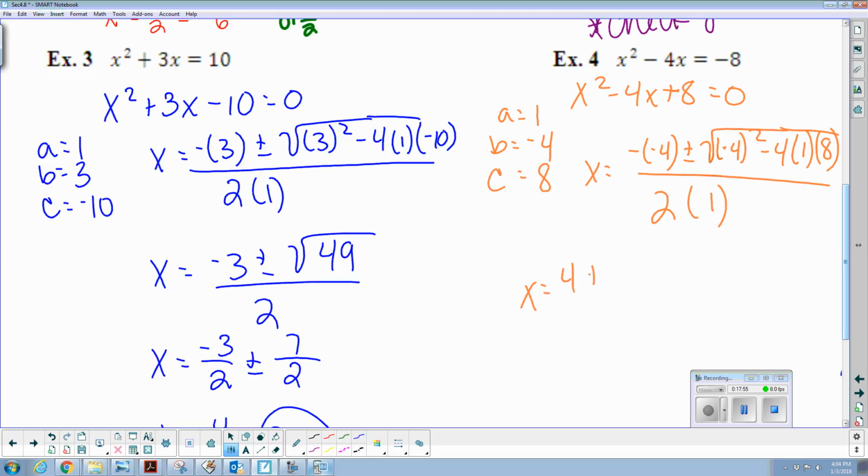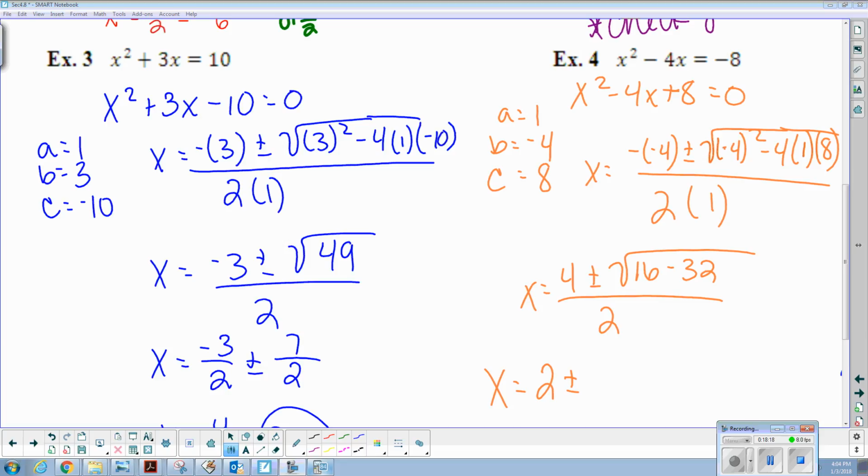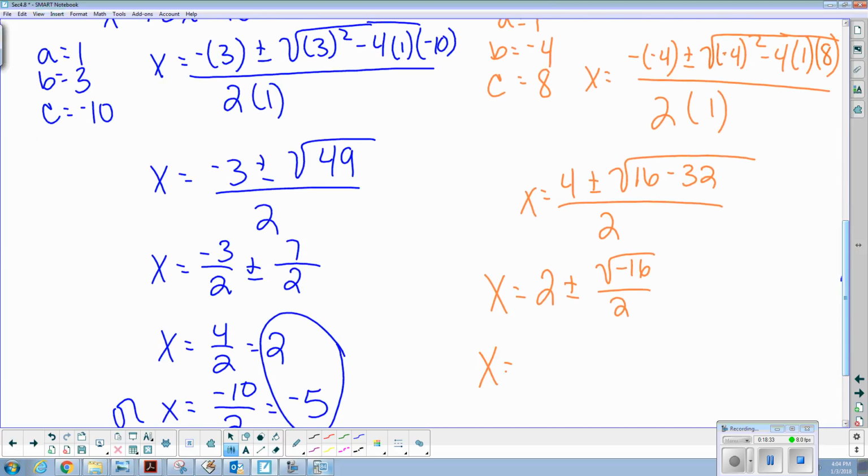So x equals 4 plus or minus the square root of 16 minus 32 all over 2. So x equals 4 over 2, which is 2, plus or minus, and this 16 minus 32, that's the square root of negative 16. So when we simplify the square root of negative 16, we get x equals 2 plus or minus 4i over 2. And simplify again. x equals 2 plus or minus 2i.